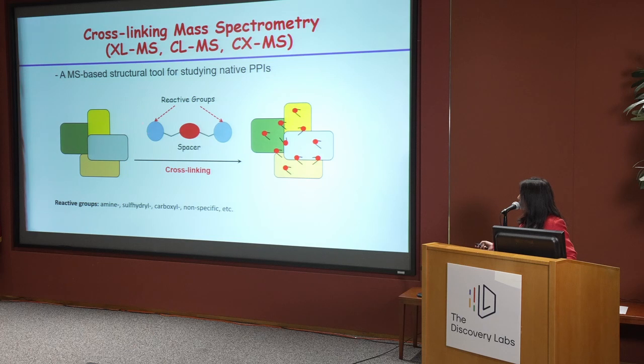This cross-linker is composed of two reactive groups, connected in between by a spacer region. Typically, this region is 7 to 15 angstrom, so the distance between the amino acids is much shorter compared to proximity labeling. And there are different reactive groups that can be added to form the covalent bonds between the protein interactors.